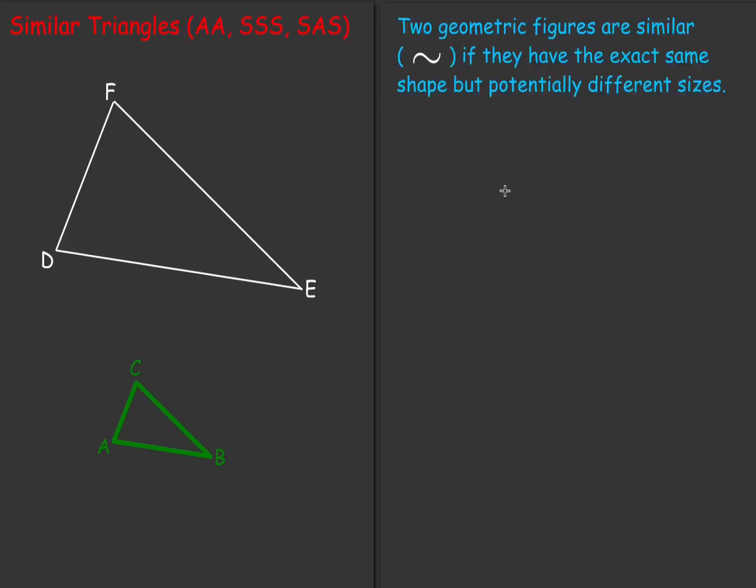So, first of all, what does it mean when we say two triangles or geometric figures are similar? When we say two triangles or generally two geometric figures are similar, we simply mean they have the same shape but different sizes or potentially different sizes.